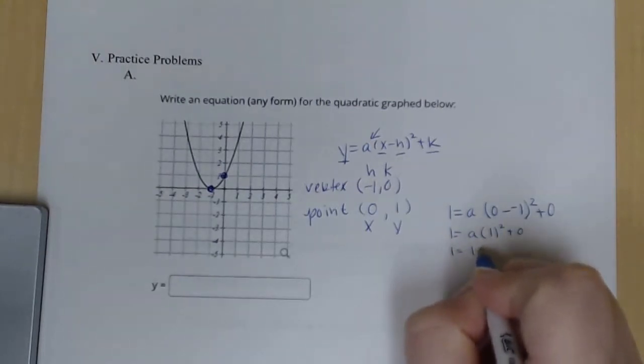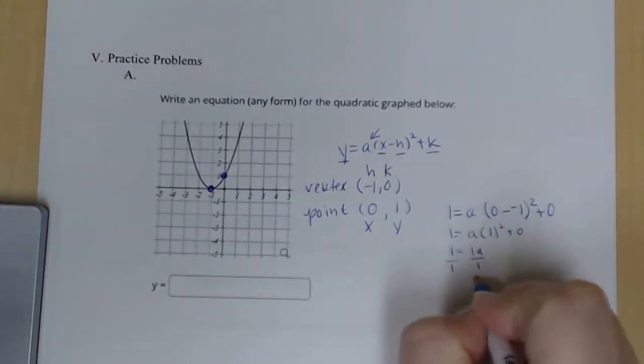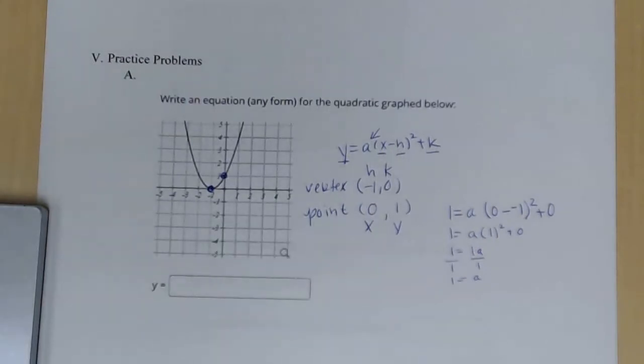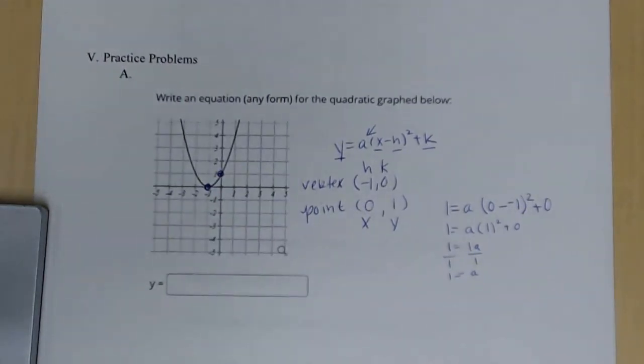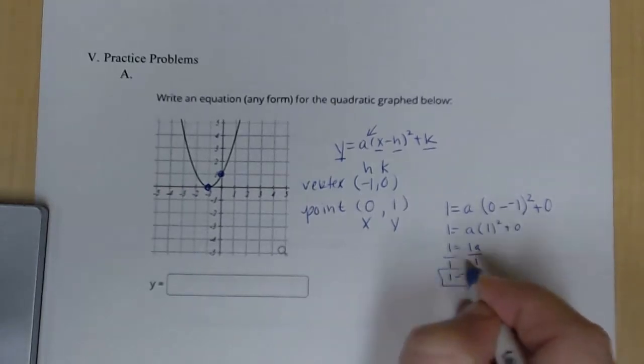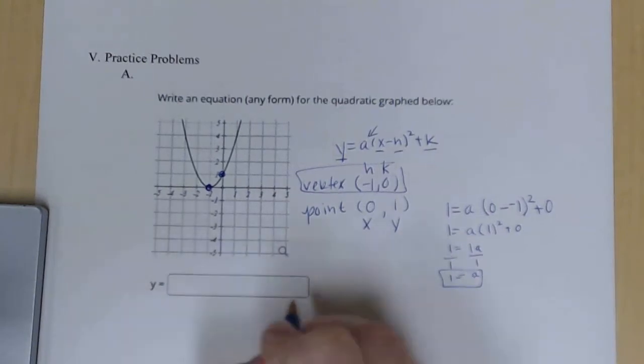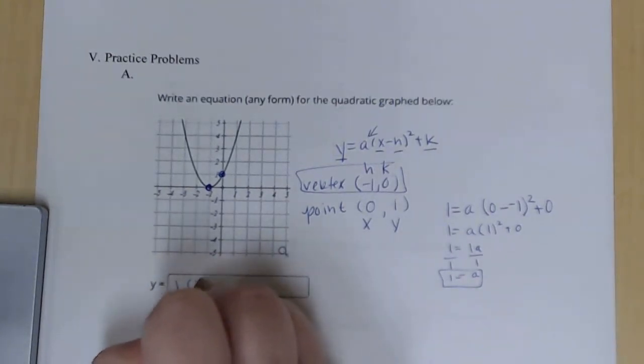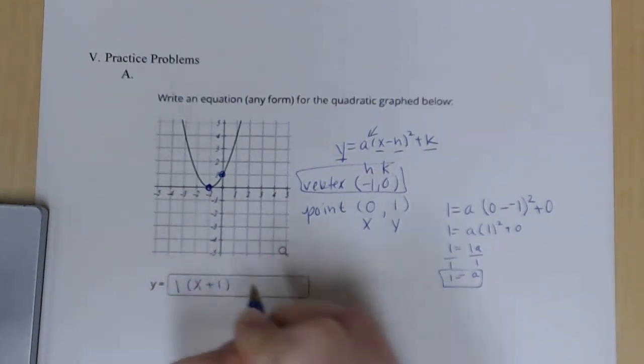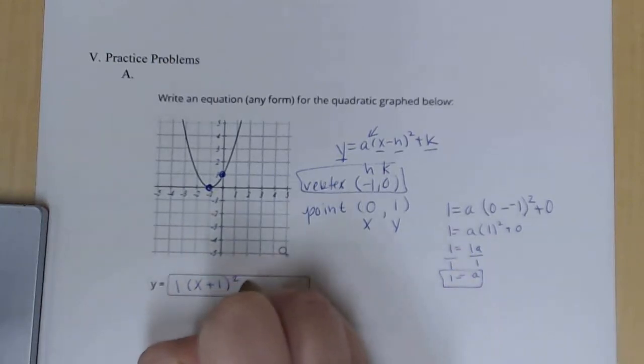So just 1 equal to 1a and divide. So I get a to be 1. That is not always the case. It just happened to be with this one because we didn't have any change in width. So then rewrite it with your a, h, and k all filled in. So y would be equal to 1 times (x minus -1, so plus 1) squared plus 0.